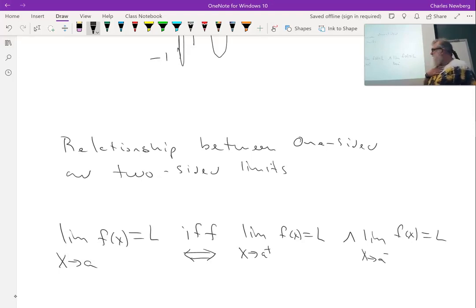So if you think this limit might be tough to do, you might look at these two limits and see if they agree. If they agree, you know the limit exists. If they don't agree, then you know this limit doesn't exist. Okay, give me a chance to get that caught up, and then we're going to work an example. And then we have a handout to do today before we start the next section.